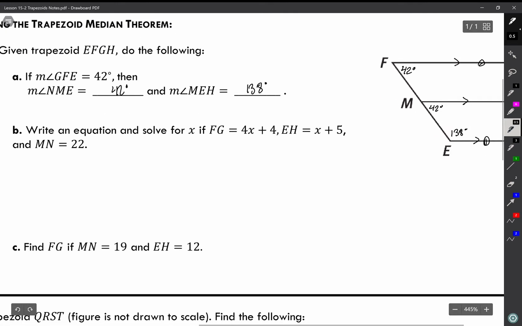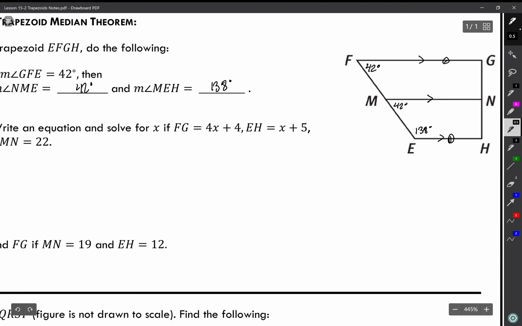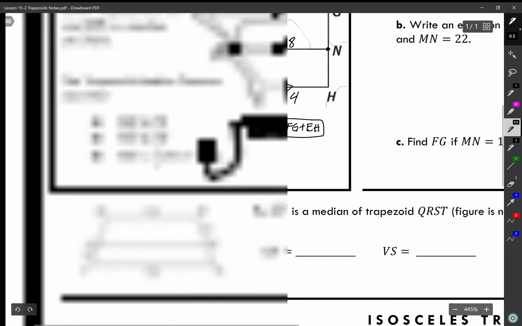Now, write an equation to solve for x, if FG is equal to 4x plus 4, EH is equal to x plus 5, and MN is just 22. Let's write an equation to solve for x.